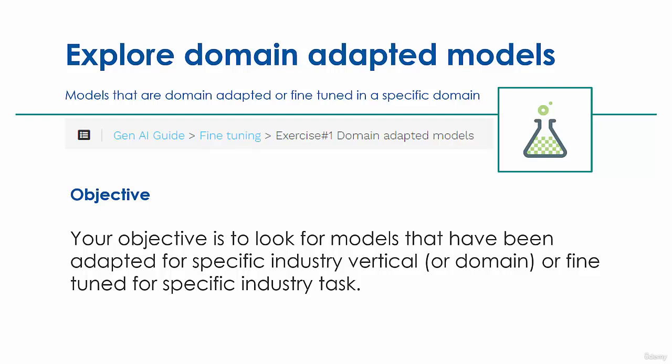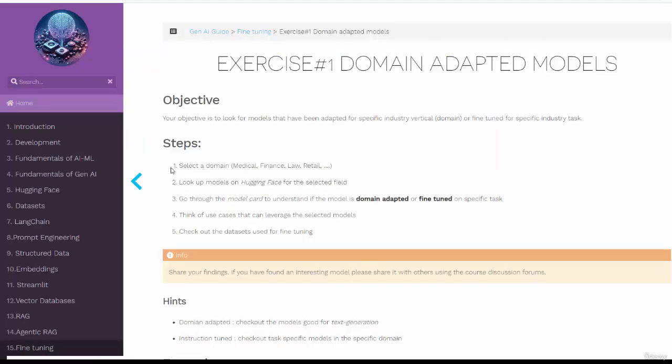Your objective in this exercise is to look for models that have been adapted for specific industry verticals or fine-tuned for specific industry tasks. The information on this exercise is available in the course guide under the section Fine-Tuning, exercise number 1, Domain Adapted Models.